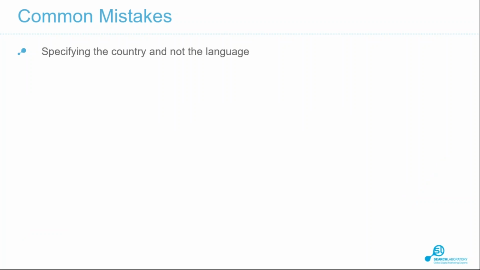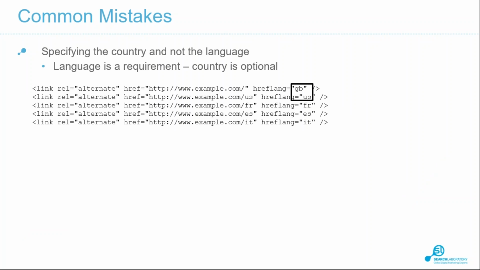Another common error that we see is trying to specify a country but not a language. Language is a requirement of the hreflang tag. It is primarily a language tag. The country is an optional addition. So in this case, this code would not be valid because even though we're trying to target Great Britain and United States with our content, these are not recognized language codes. So Google would try to interpret these codes as languages, whereas they're not languages.